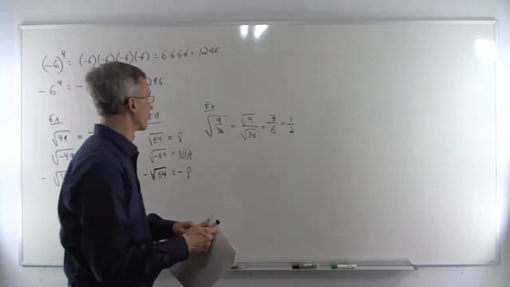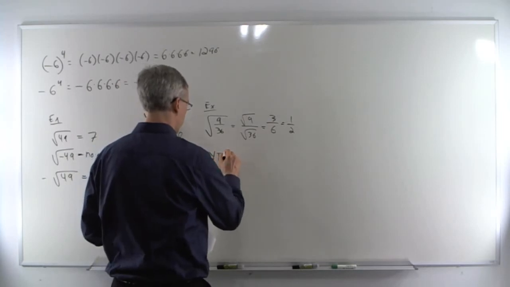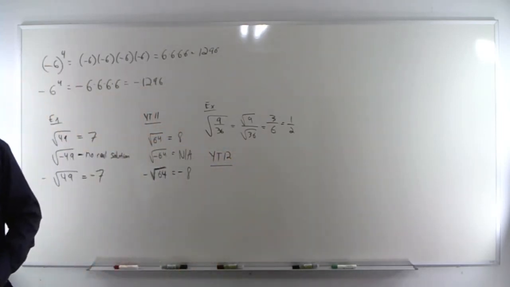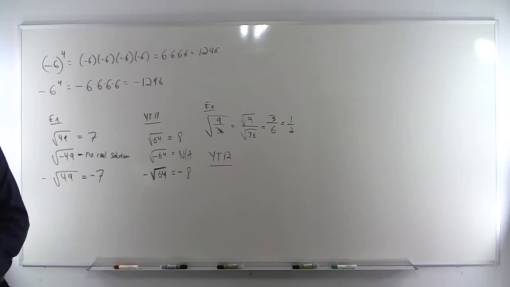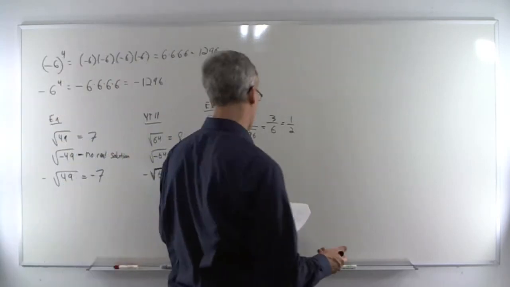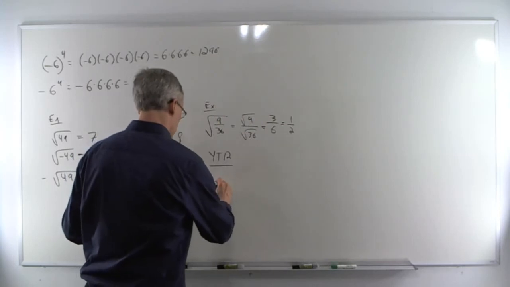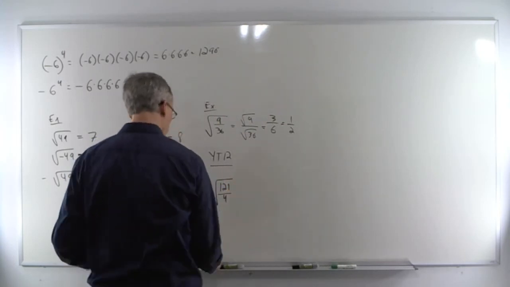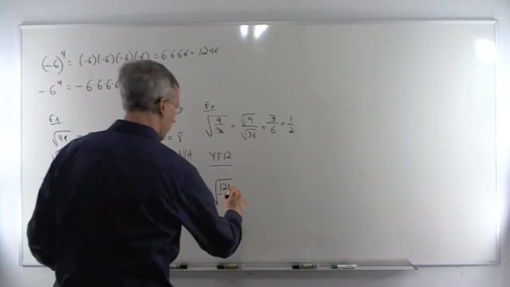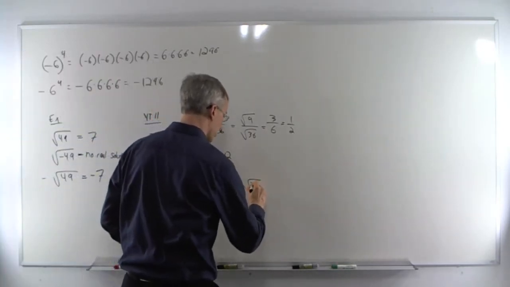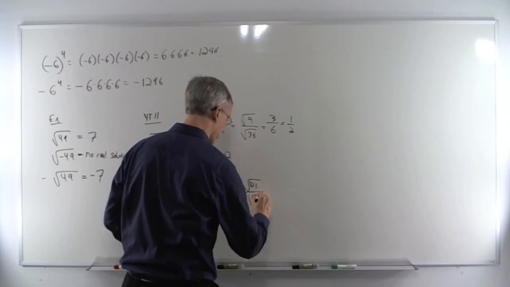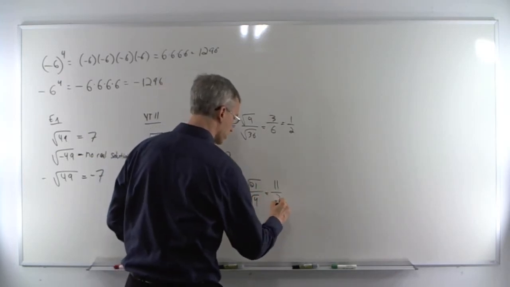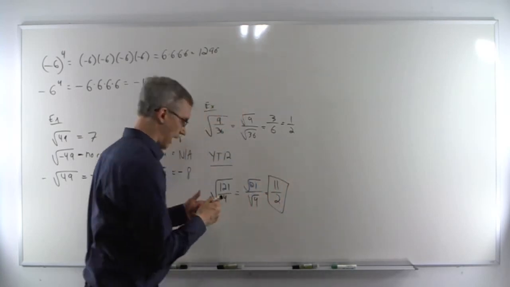Your turn, number 12. We have the square root of 121 over 4. So doing these two separately, you get the square root of 121 over the square root of 4. And square root of 121 is 11. Square root of 4 is 2, so 11 halves is the answer.